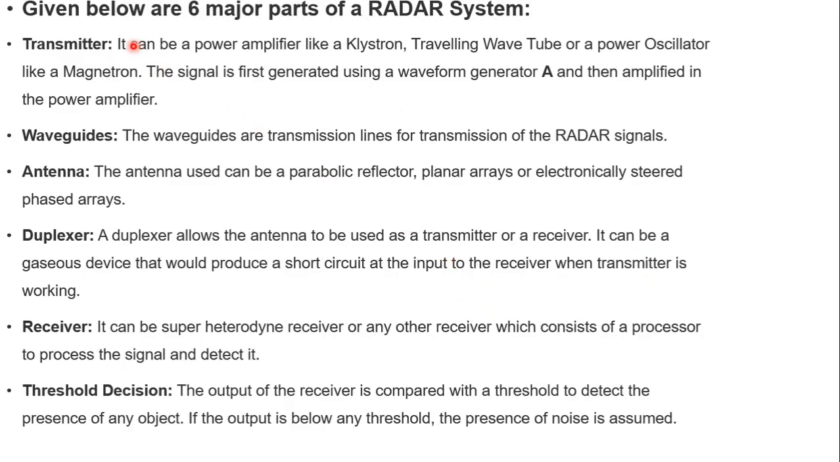Given below are the six major parts of a radar system. Transmitter. It can be a power amplifier like a klystron or traveling wave tube, or power oscillators like a magnetron. The signal is first generated using a waveform generator and then amplified in the power amplifier. The waveguides are the transmission lines for transmission of the radar signals. Antenna. The antenna used can be a parabolic reflector, planar arrays, or electronically steered phased arrays.